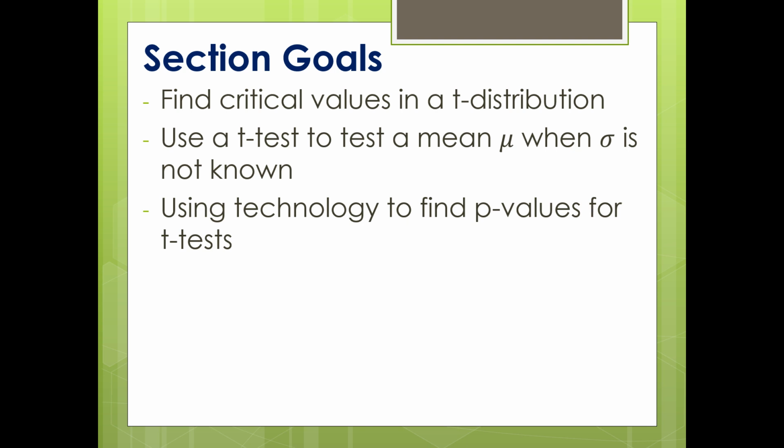So in this section, we're going to first find critical values in a t-distribution. Then we're going to use a t-test to test a mean when our sigma is not known. We're going to talk about this using a couple of different methods, p-values and critical values.